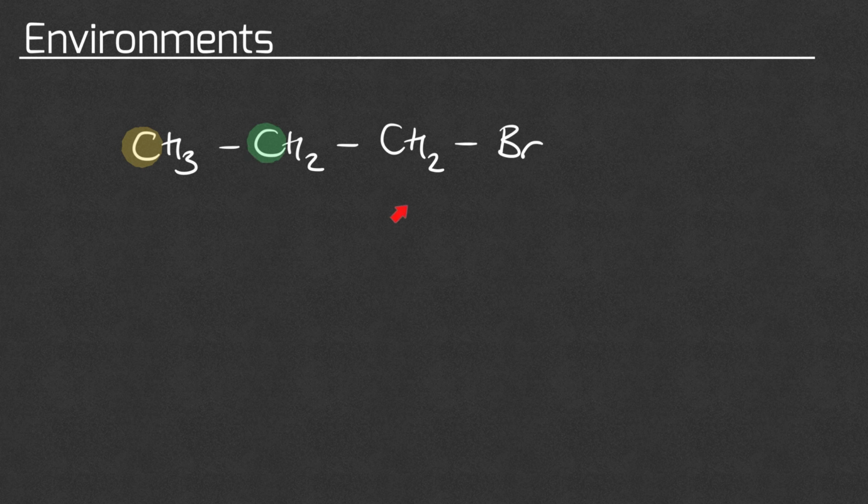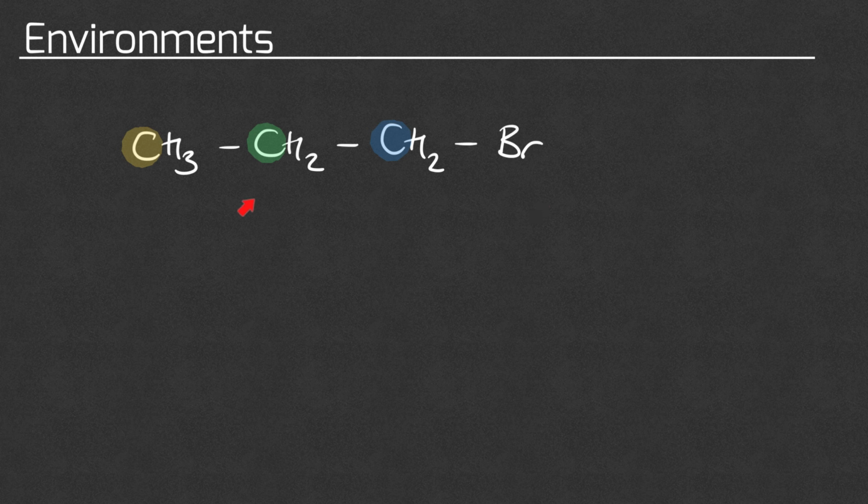However, both CH2s won't be in the same environment. We have to consider the molecule as a whole. So, for example, even though this is a CH2 and this is a CH2, the carbons are in different environments because if you think about it, the green carbon has got a CH3 on one side and a CH2 on the other, while the blue carbon has got a CH2 on one side and a bromine on the other side. Therefore, the different parts of the molecule mean that these are in different environments.